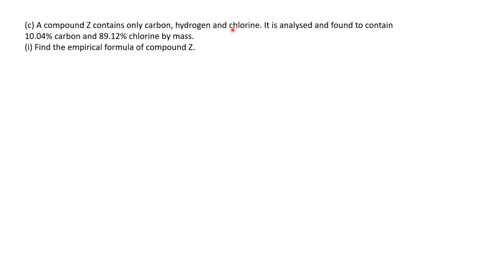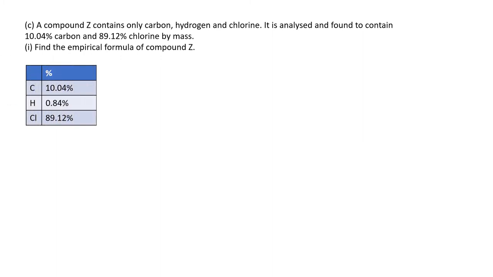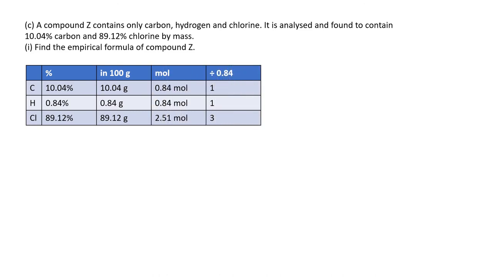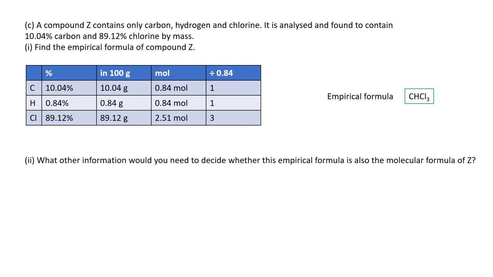Compound Z contains carbon, hydrogen, and chlorine, and was analyzed. For the empirical formula, we've got carbon, we've got chlorine, and what's left is hydrogen. Turn into mass in 100, turn into moles, turn into a nice ratio. So the empirical formula is CHCl3.